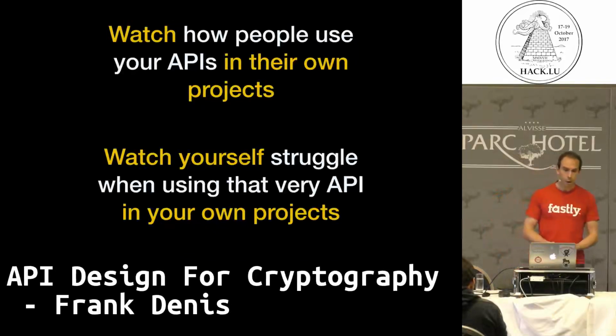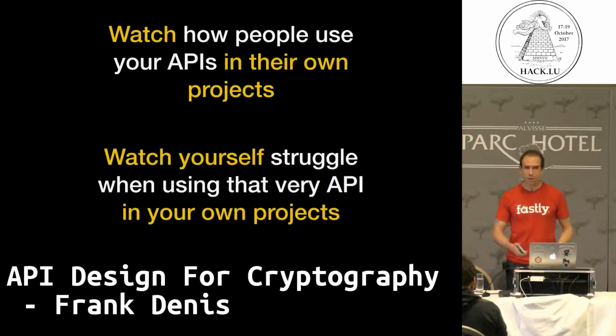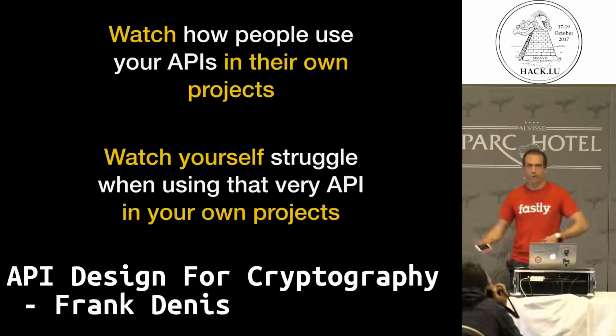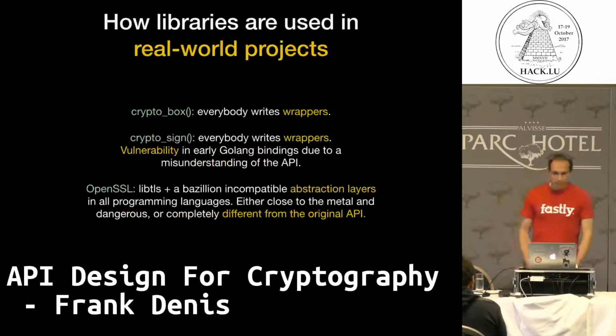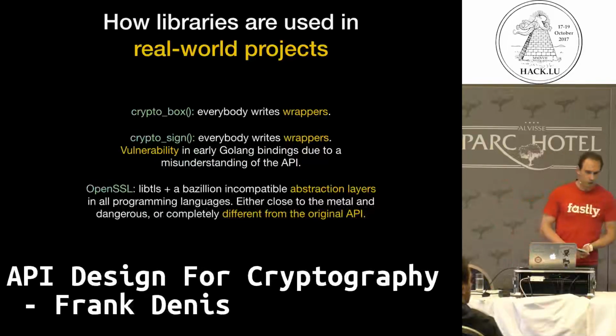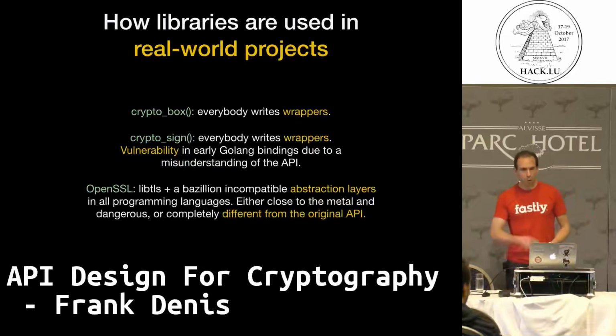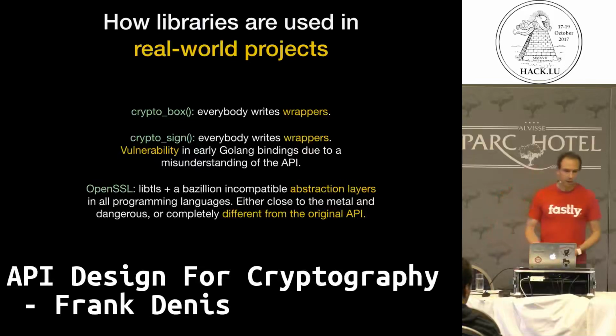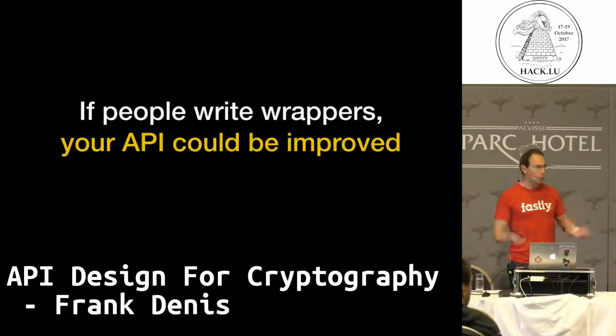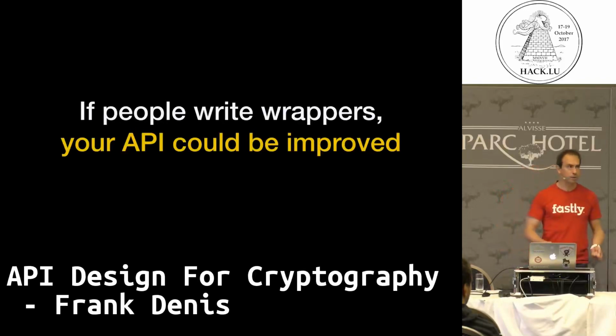And more importantly, watch how people use your APIs in their own projects. Maybe you had something in mind, but people are going to use your code in a very different way that you didn't think about. And watch yourself struggle while using your own code as well. So, for example, when the first version of Sodium was released, and even with Knuckle, for the few projects using them, I looked at these projects, and I saw that pretty much everyone was writing wrappers around key functions from these libraries, because the API was not exactly a good fit for these applications. That's pretty interesting. And if you look at OpenSSL, pretty much every single app is writing wrappers against the OpenSSL API. So if people write wrappers, it's a very strong signal that maybe your API should be changed or improved.